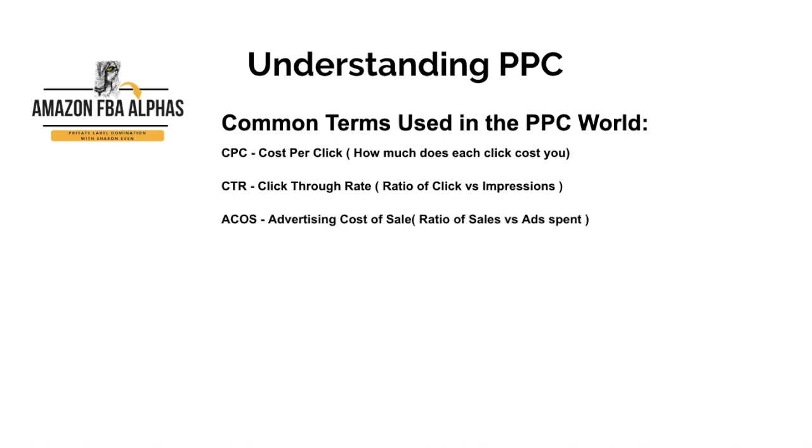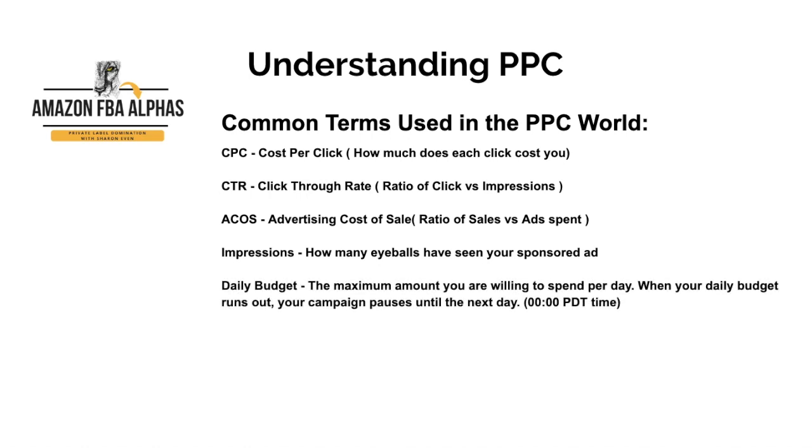ACOS is your advertising cost of sale, which is a ratio of sales versus your ad spend. So how much money did you actually get back from the money that you actually put into the advertising? Impressions is how many eyeballs have seen your sponsored ads. So how many people actually saw the ad, didn't necessarily click it, that's just the impressions. Daily budget is the maximum amount that you're willing to spend per day per campaign. When your daily budget runs out, that campaign will pause and it will restart the next day, which is at midnight PDT time.